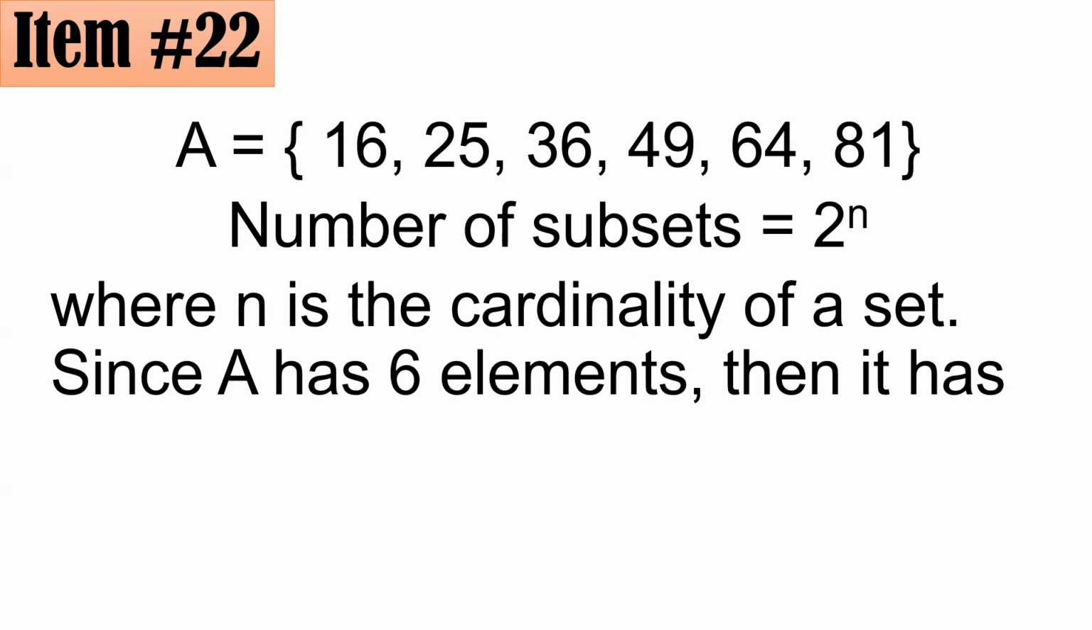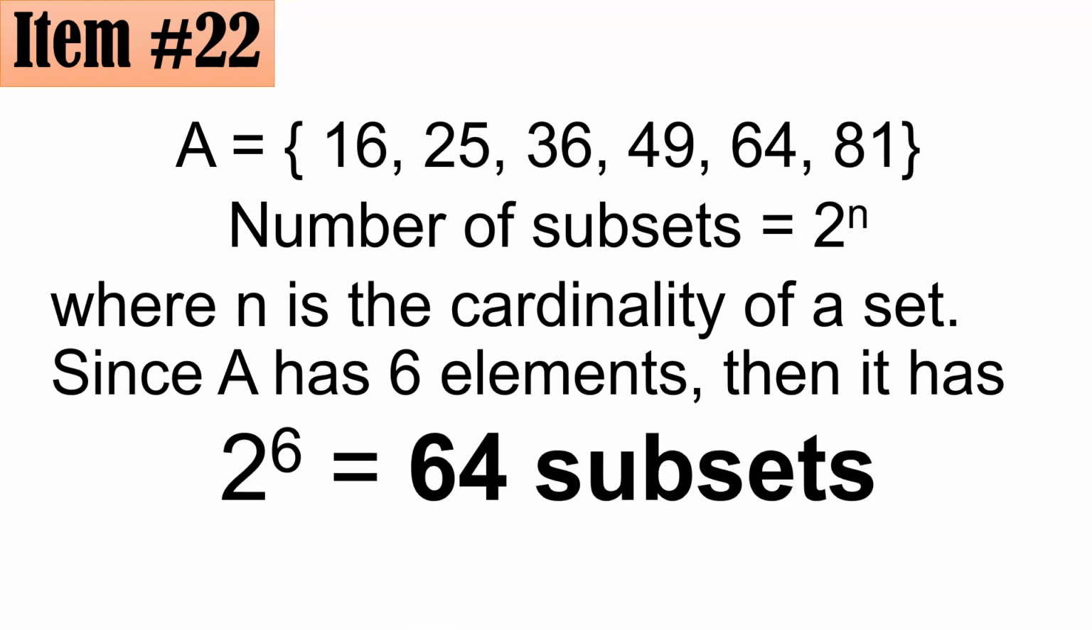Kapag sinabi po natin cardinality of a set, it is the number of elements that certain set has. Since A has 6 elements, then your n here is 6. Therefore, it has 2 raised to 6 or 64 subsets. So the correct answer po sa lahat ng sumagot ng B, tama po kayo. Good job, everyone. Okay. I hope na nakuha po natin yung explanation.